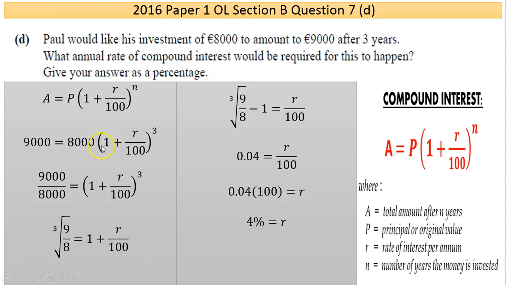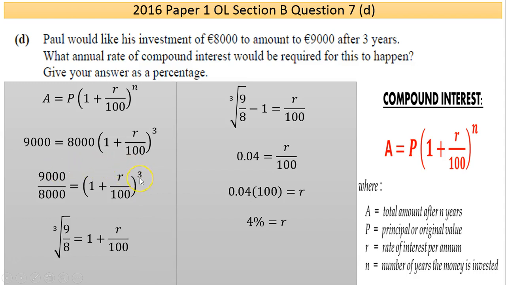If it's multiplied on the right, when it goes across to the left, it becomes divided. So I end up here. Now that's a number. Put that through your calculator. You're going to get the 9 over 8. Now what I've done here is, in the next step, I've simplified 9,000 over 8,000 to give me 9 over 8. At the same time, I brought the cube across the equal.